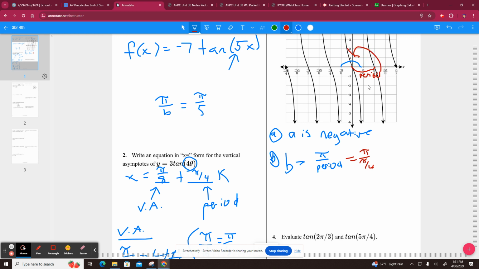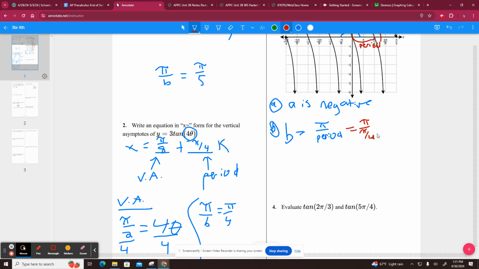Here as well. You can get it for both. So keep, change, flip. The numerator is pi over 1 times, flip it to 4 over pi, which gives me 4.